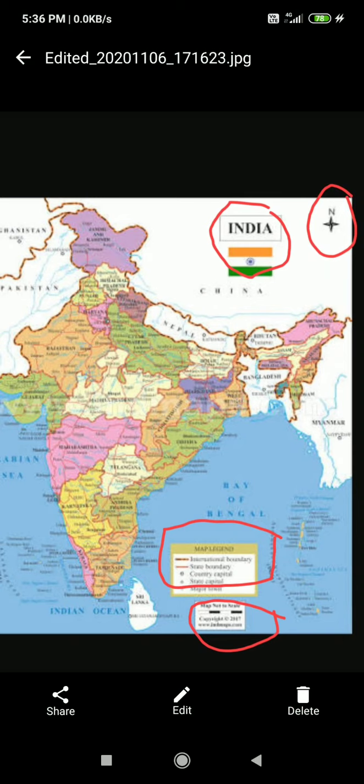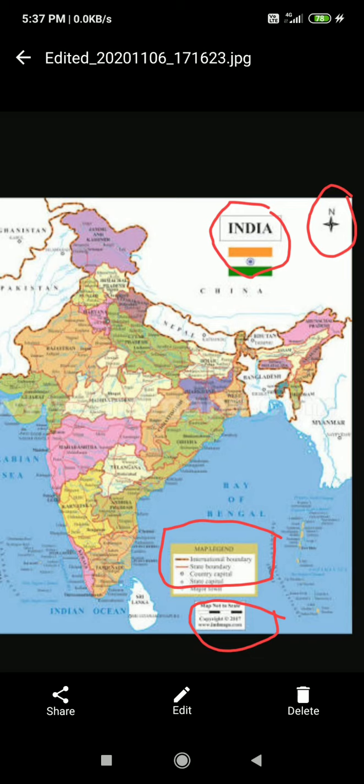So here is one map I have taken. You can see some of the symbols which I have marked. First one is India, which we call the title of the map. Next one, you can see the direction has been given here upside. Next, downside you can see the legend box, right? Last one, it is the scale. So these are the symbols you can see on the map.